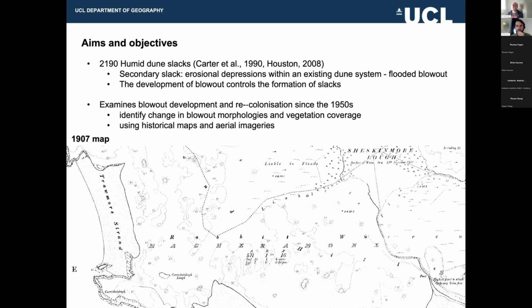So this map down here is a map from 1907. That's the earliest map we can find. It shows some of the contours and indicates some of the high dune ridges. However, there are no significant erosion features. Also, it is worth noticing that this area was called the Rabbit Warren at that time.